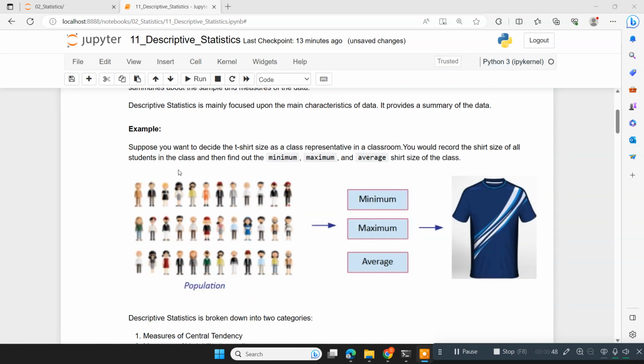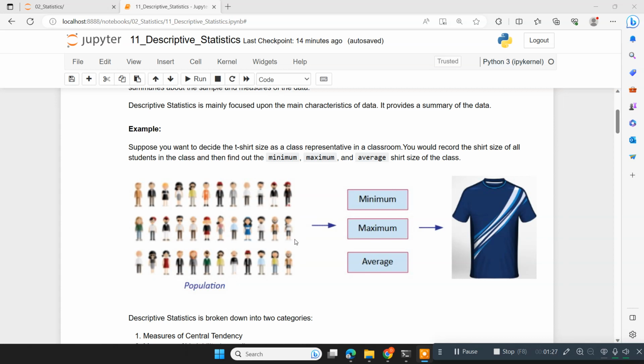Let us assume you are the class representative and you would like to determine the t-shirt size. In that case you need to find out the minimum t-shirt size, maximum and average. So this is the population. Population is also a statistical term which represents the group of data. Let's say there are 60 members in the classroom. From this population you would like to know what is the average size of the t-shirt, what is the maximum, what is the minimum.